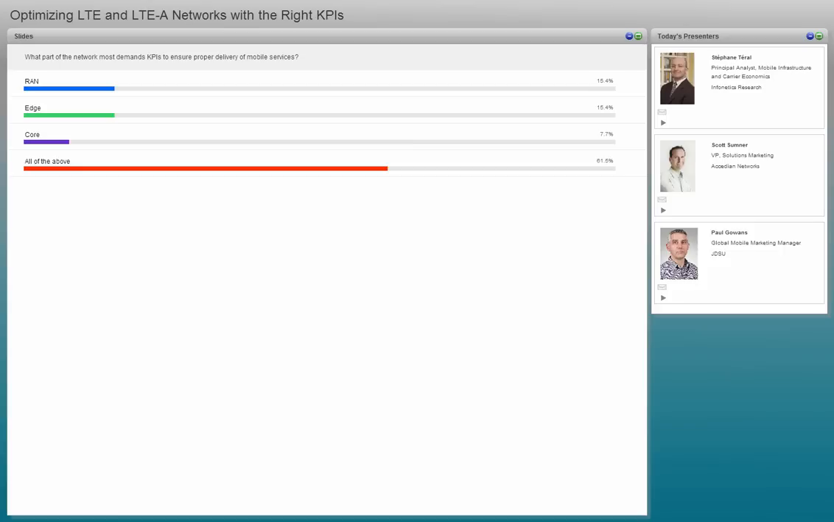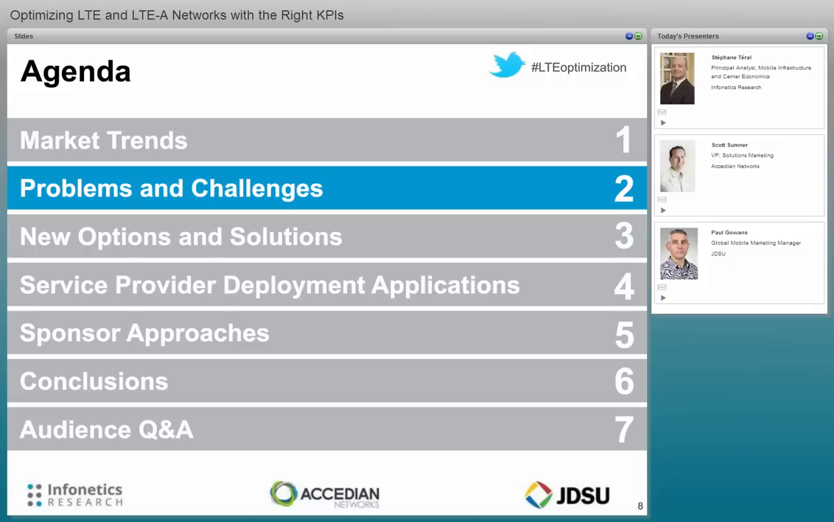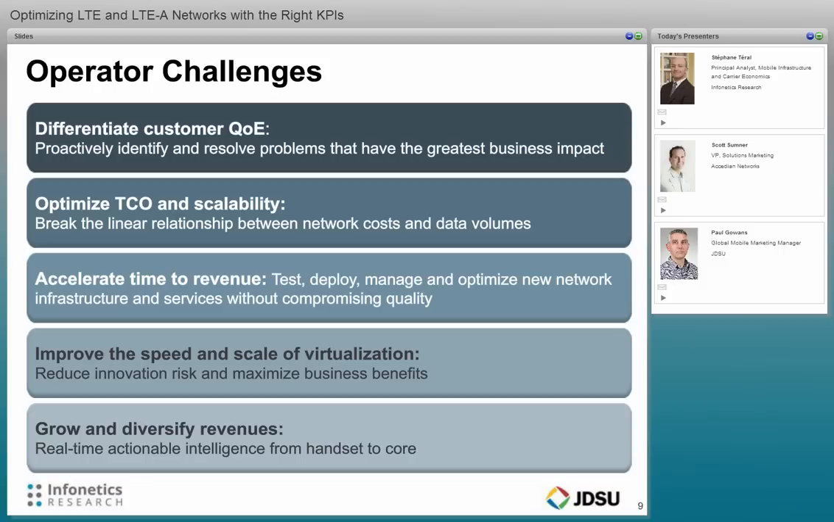But wow, I mean, this is a major shift, ladies and gentlemen. Today, with LTE and LTE-Advanced, we are saying we have to make sure the RAN, as a matter of fact, edge and core are performing very well. So we need key KPIs in all areas of the network to make it happen. So with that said, let's move to the very first section, looking at problems and challenges. And for that, I would like to invite Paul to start.